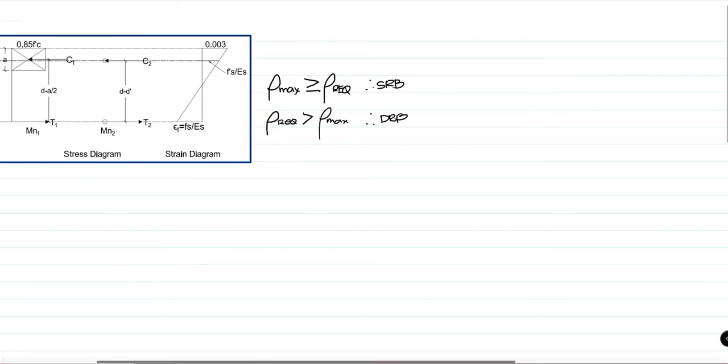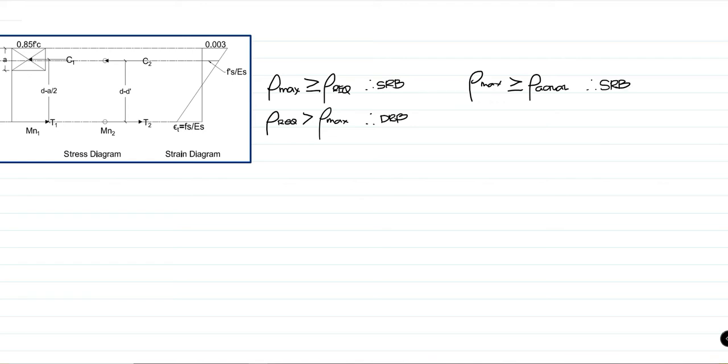So parang ganito lang din. So, rho maximum is greater than or equal to the rho actual. We will have a singly reinforced beam. Then, if the rho actual is greater than the rho maximum, that will be a doubly reinforced beam.